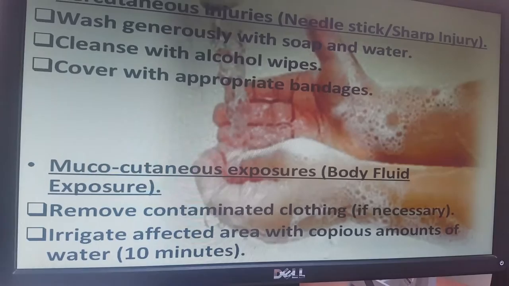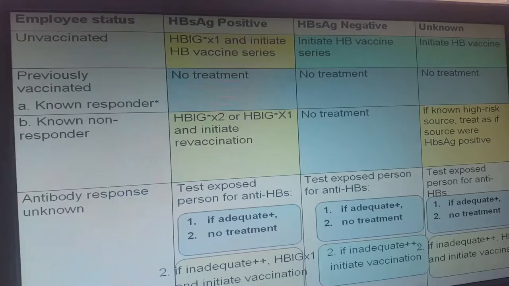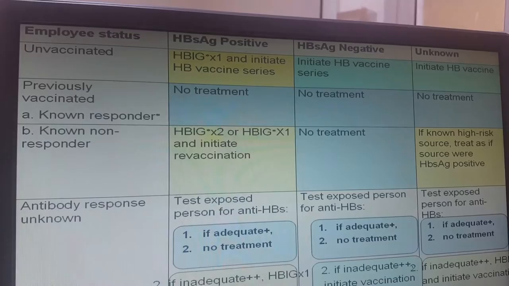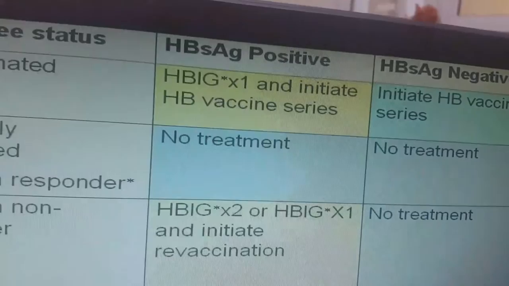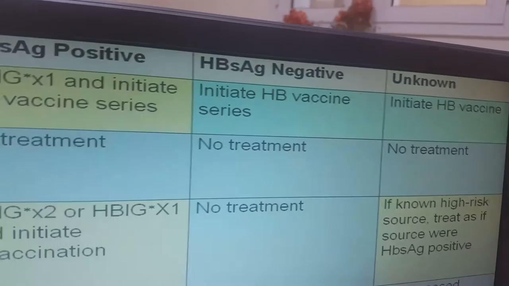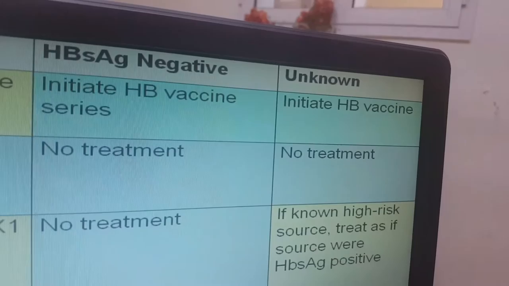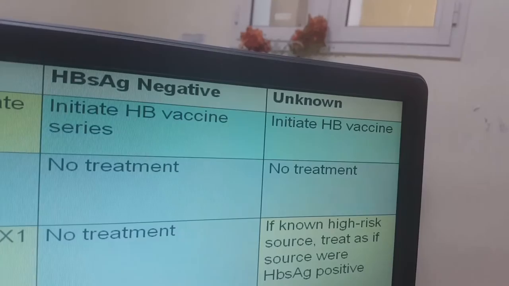This is what you will do if you get a needle stick injury. If I am staff and unvaccinated, and the patient is positive, you have to take immunoglobulin and start your vaccine. If the patient is negative, initiate the vaccination; no need for immunoglobulin. If the patient is unknown, you have to start your vaccine. But in my opinion, you should also take immunoglobulin because you should consider this patient may be positive.